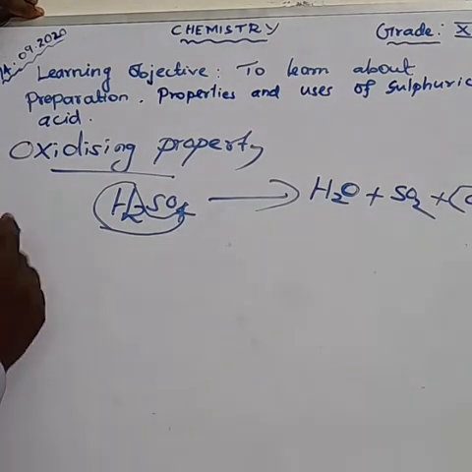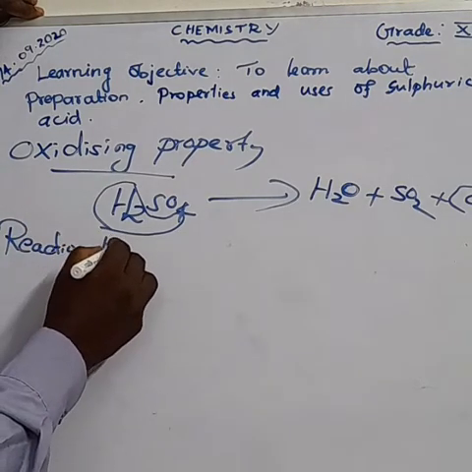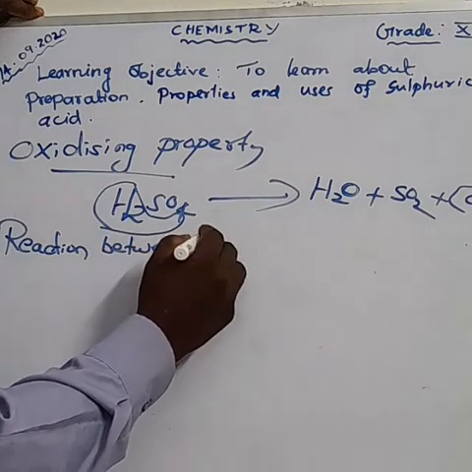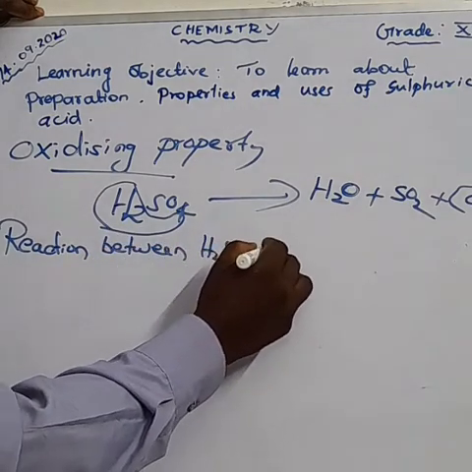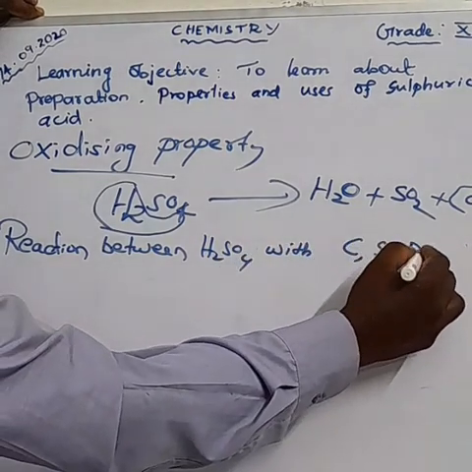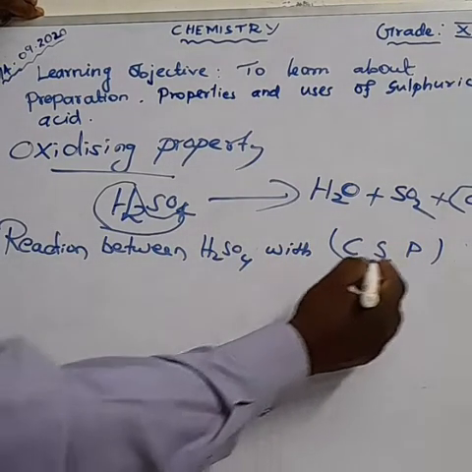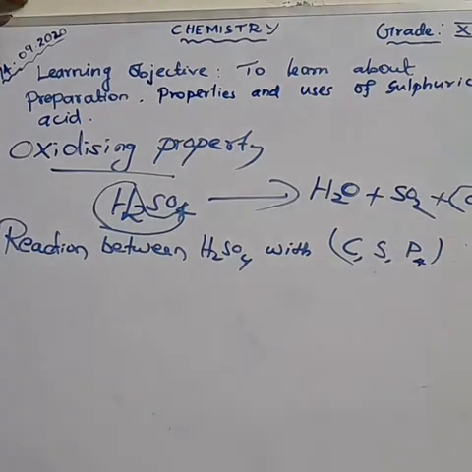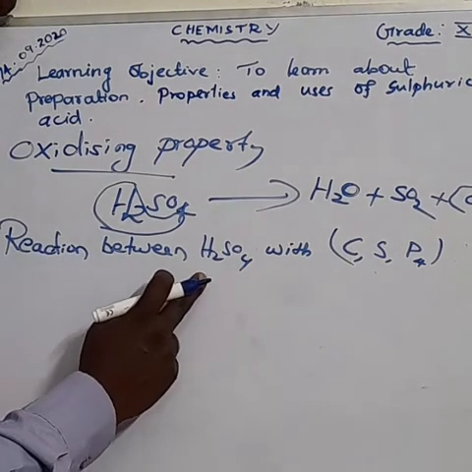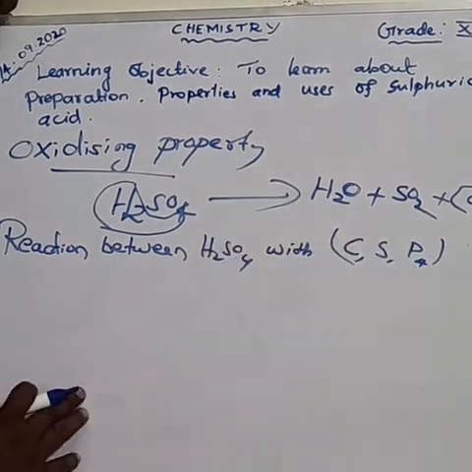We are taking the reaction between sulfuric acid and carbon, sulfur, and phosphorus. Okay, P4 phosphorus, polyatomic molecules of phosphorus. Sulfur also is considered monatomic here. We have the reaction between sulfuric acid with carbon, sulfur, and also phosphorus.